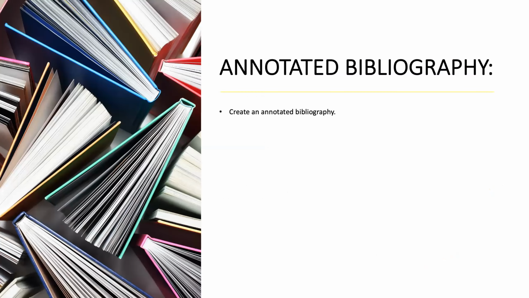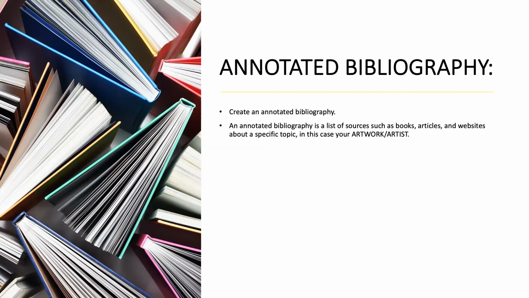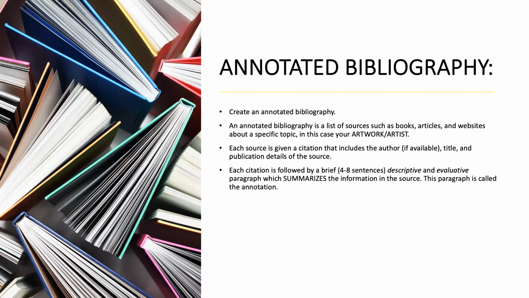All right, annotated bibliography. Create an annotated bibliography. An annotated bibliography is a list of sources such as books, articles, and websites about a specific topic. In this case, it's your artwork and your artist. And don't forget to include information about the artist if it's available along with your artwork. Each source is given a citation that includes the author, title, and publication details of the source. Each citation is followed by a brief, so this should be 4 to 8 sentences, descriptive and evaluative paragraph which summarizes the information in the source. And this paragraph is called the annotation.